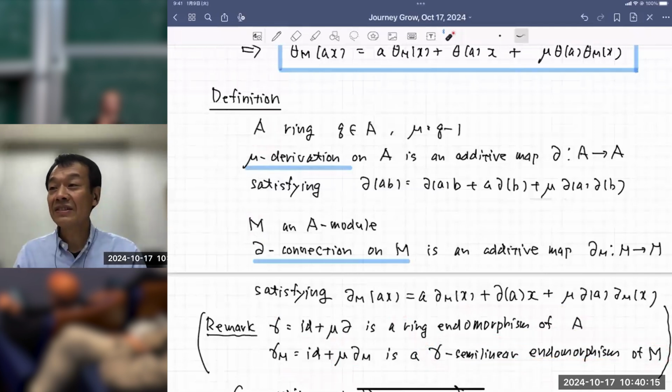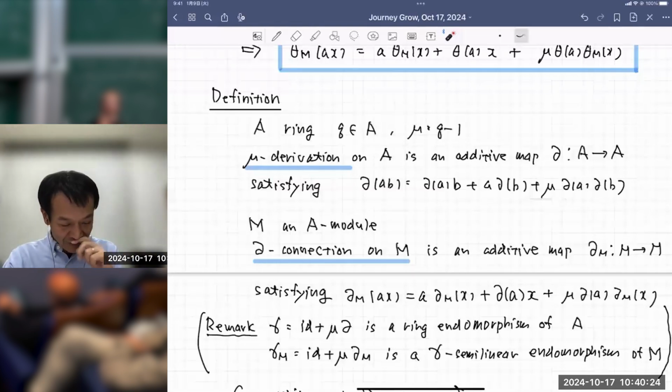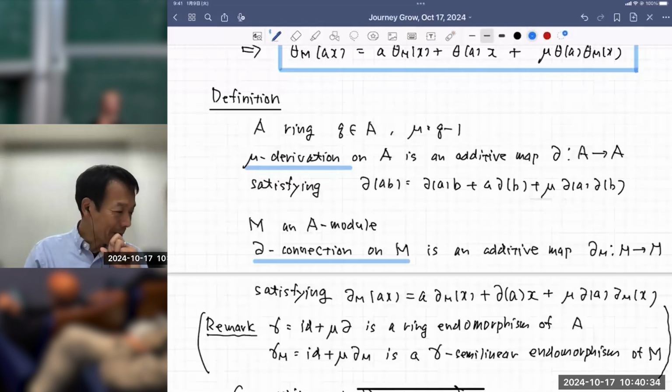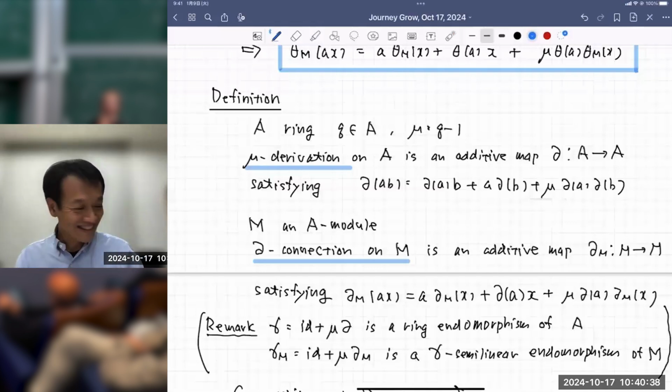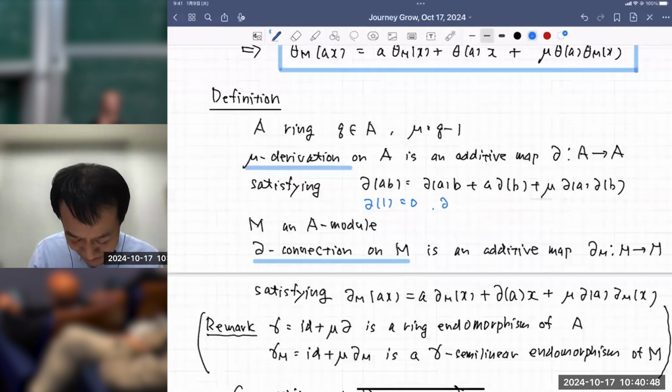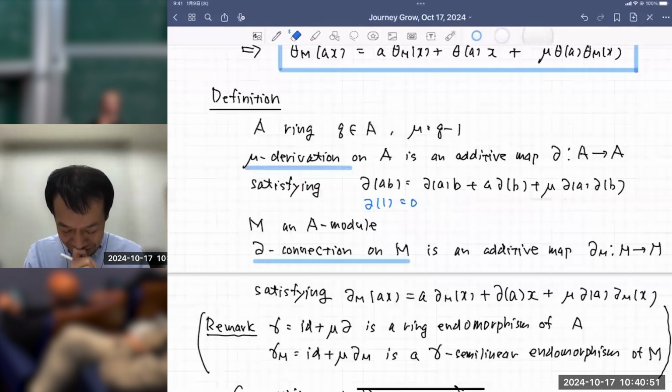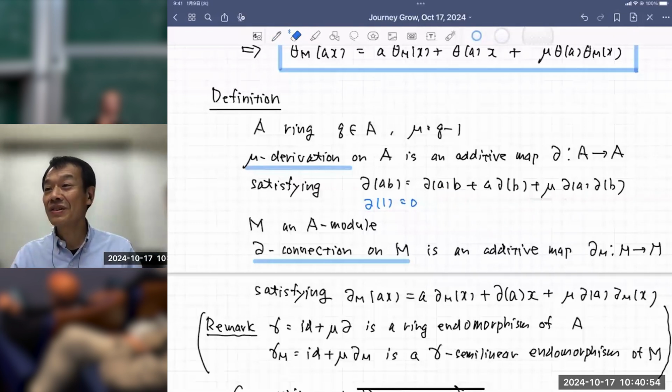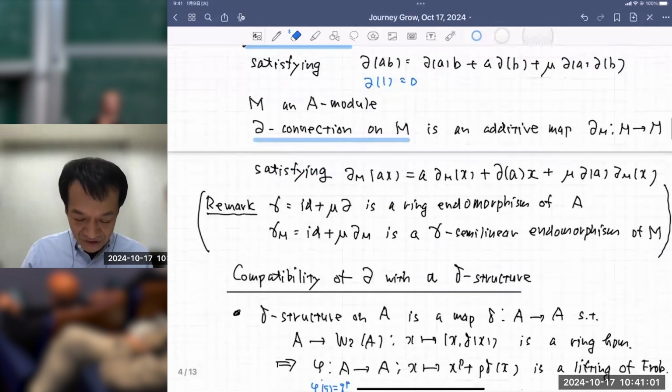Is it assumed in addition that partial of 1 is zero? Yes, I'm sorry, you're right. I think I should add a condition on the image of 1. I think I forgot. I don't remember so well, but at least this is necessary, since this is an additive map. Is this your question? Okay. Thank you.